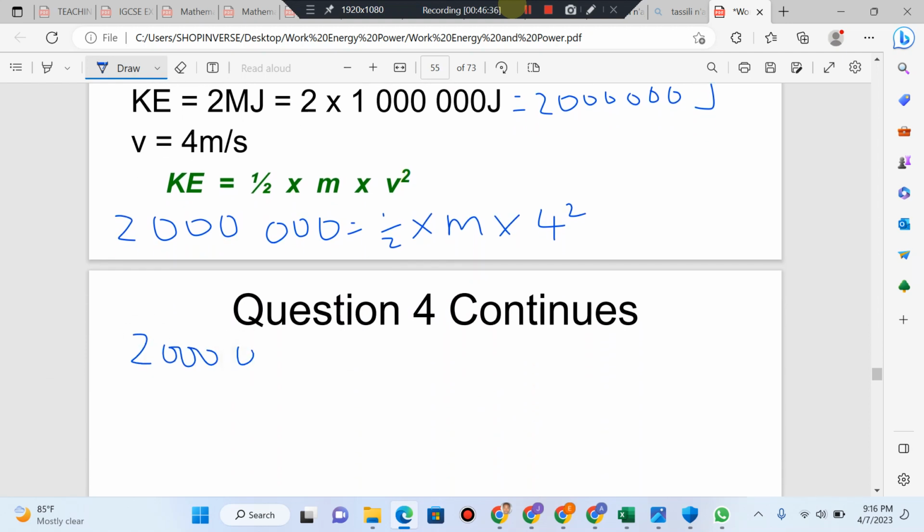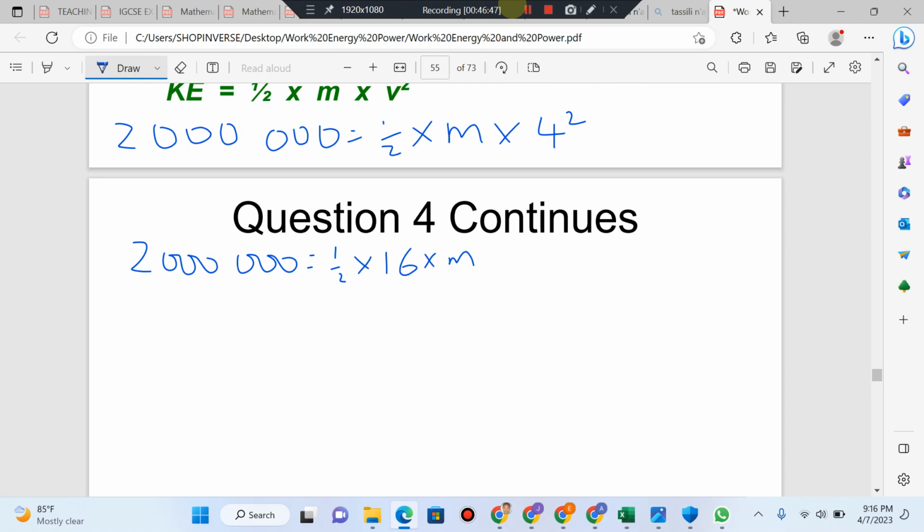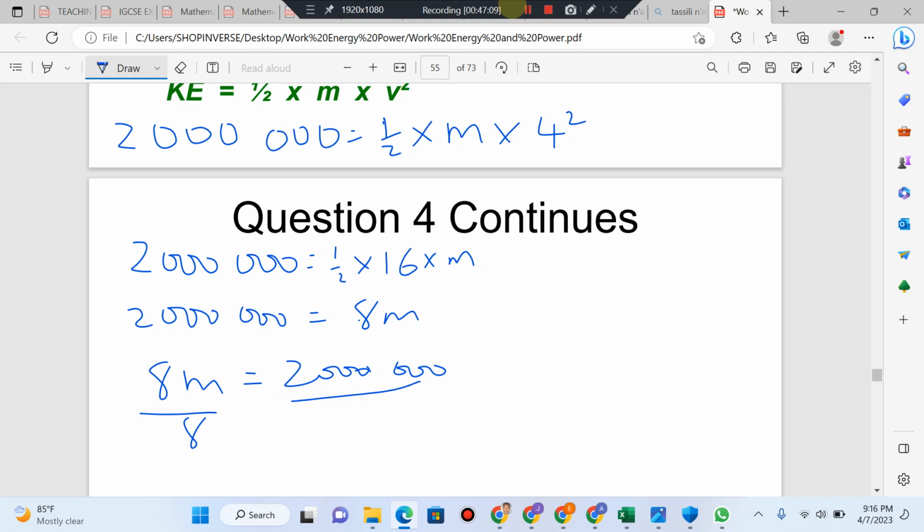Now, when you square 4, that means you have 2 million equals half times 4 squared. 4 squared is 16. Half times 16 times m. I just brought the numbers together and put the letter in front of it. Half times m times 16 is the same thing as half times 16 times m. So now you have 2 million is equal to half times 16, which gives us 8, so you have 8m. If 8m is equal to 2 million, how do you get the value of m?